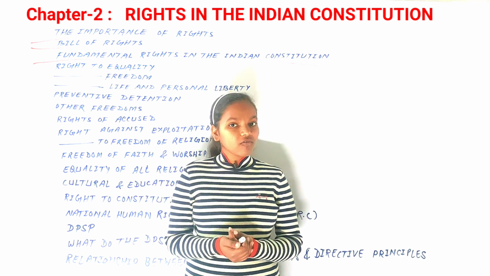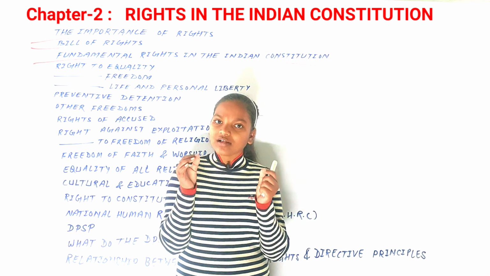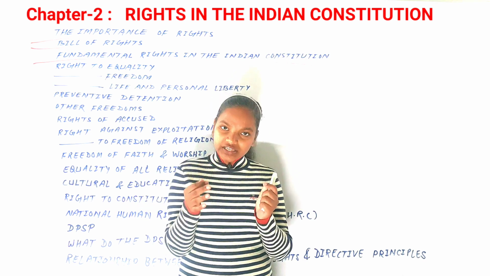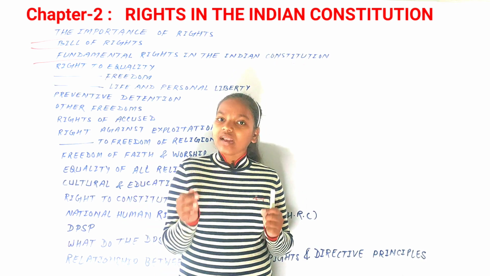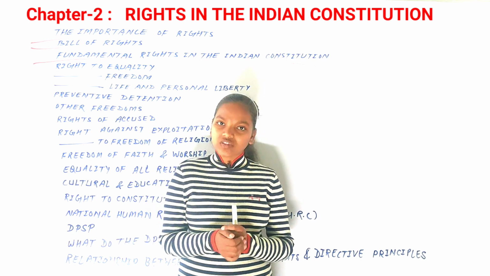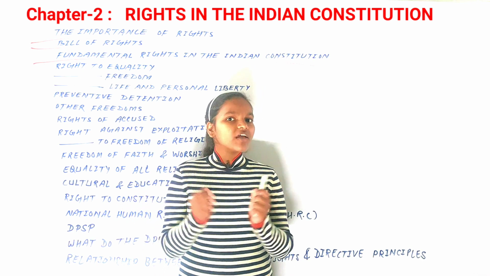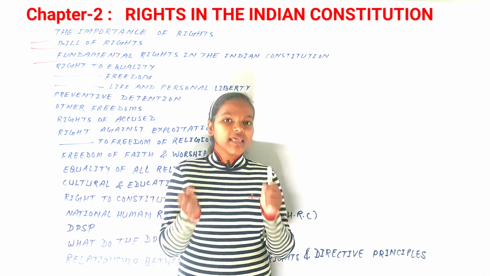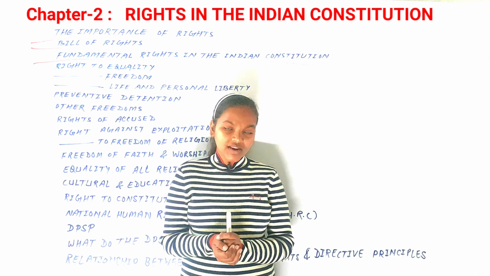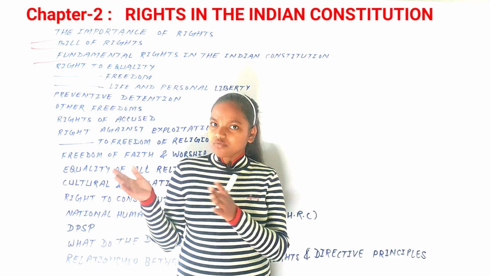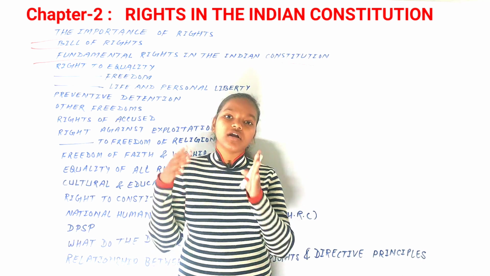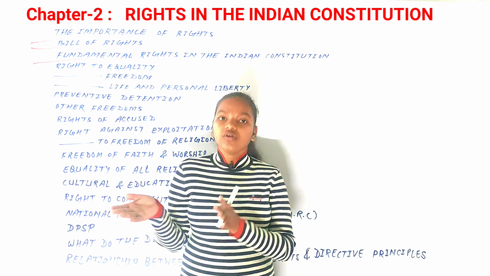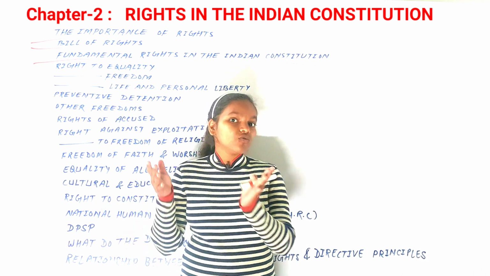Now in fundamental rights, firstly we have the right to equality from Article 14 to Article 18. Then we have the right to freedom from Article 19 to Article 22. Then we have the right against exploitation from Article 23 to Article 24. Then we have the right to freedom of religion from Article 25 to Article 28. Then we have cultural and educational rights of minorities from Article 29 to Article 30. Then we have the right to constitutional remedies, that is Article 32. Now we will also talk about Article 31, which was repealed.